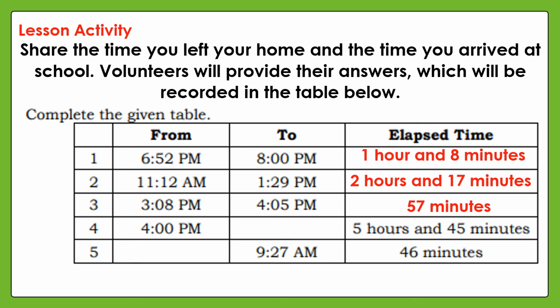Number 4, 4 o'clock p.m. to 9:45 p.m. with the elapsed time of 5 hours and 45 minutes. And number 5, 8:41 p.m. to 9:27 a.m. The elapsed time is 46 minutes.